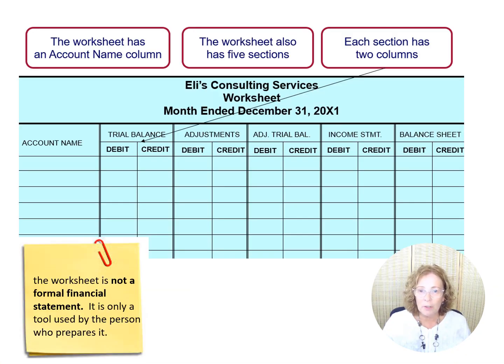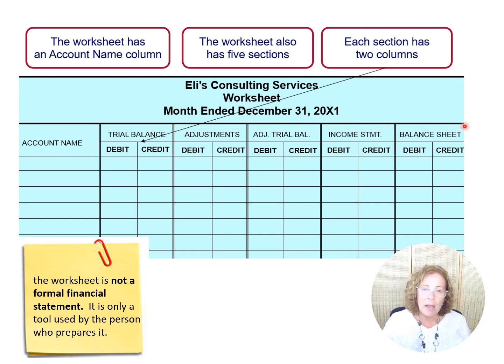This is what the worksheet looks like. It has the header at the very top, Eli's Consulting Services, underneath the worksheet and the time period. The worksheet has 5 sections: the trial balance, debit and credit column, the adjustment section with a debit and credit column, and the adjusted trial balance, the income statement, and balance sheet sections.